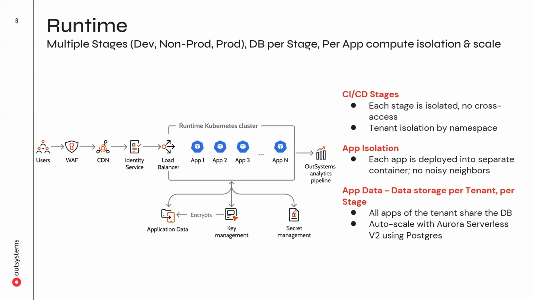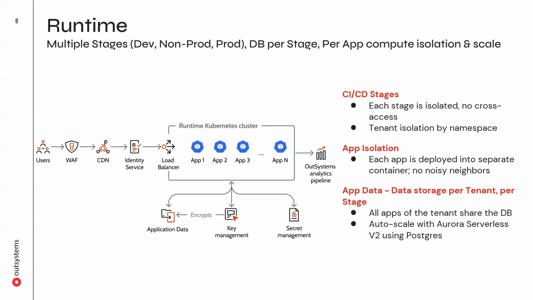The runtime is tenant isolated by namespace and separated into multiple stages, one for each stage of the development lifecycle, such as development, test, and production. Each stage is also isolated from the other stages, meaning that you won't be able to accidentally change data in the testing stage from the development stage.